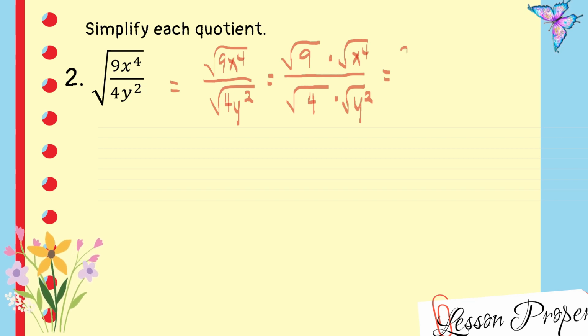So square root of 9 is 3. How about the square root of x raised to 4? Remember, square root of x raised to 4 can be written as x raised to 4 over the index 2. And when we simplify that, we get x raised to 4 divided by 2, which is 2, and square root of 4 is 2. And by the first law of radicals, square root of y squared is equal to y. So therefore, the answer would be 3x squared all over 2y.